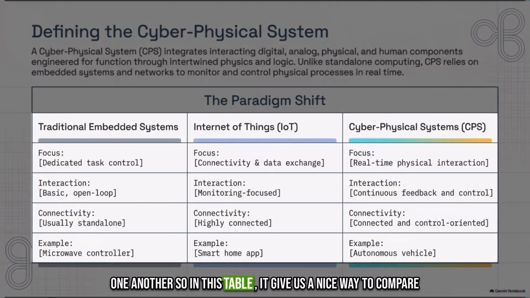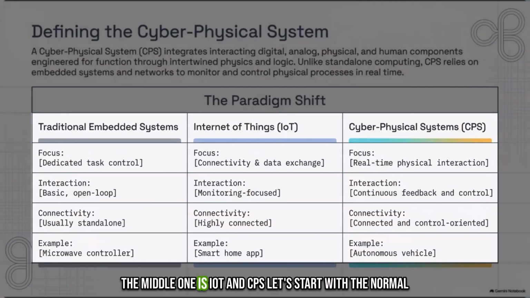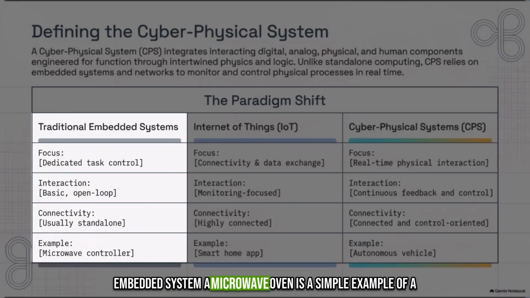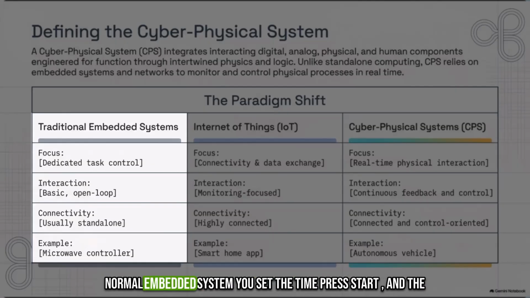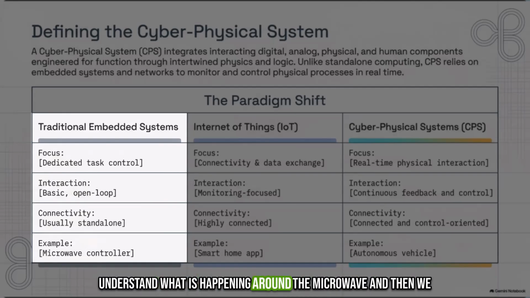So in this table, it gives us a nice way to compare three things. The first one, the traditional embedded system, and the middle one is IoT and CPS. Let's start with the normal embedded system. A microwave oven is a simple example of a normal embedded system. You set the time, press start, and the controller carries out a specific task. It doesn't really need to understand what is happening around the microwave.